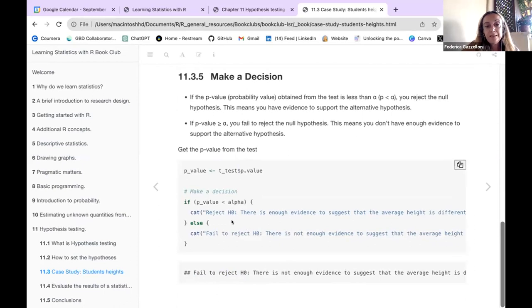Fail to reject means that we haven't completely, firmly rejected the null hypothesis. But there is not enough evidence to accept it, and as well there is not enough evidence to reject it. So we fail to reject our null hypothesis. And this is where we are going to talk about a type of error that is usually taken into account when making a decision, evaluating the results of a hypothesis test.